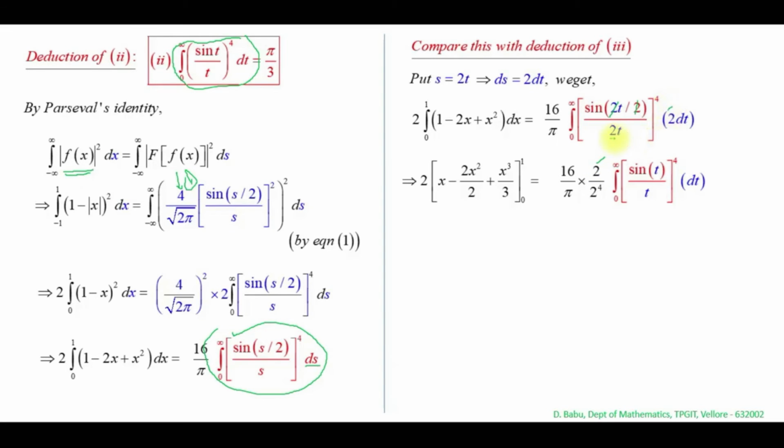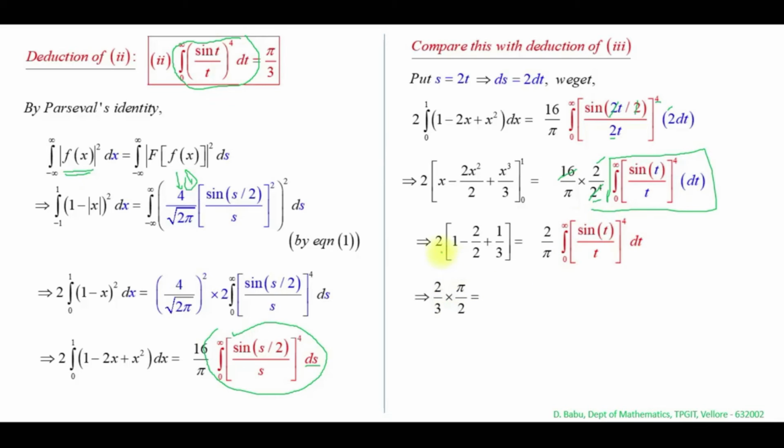Next, 2 to the power 4 is constant, so we take it outside, which equals the integral from 0 to infinity of (sin t divided by t) to the power 4 dt. So this is what we required. This implies the limit 2 times (1 minus 2 by 2 plus 1 by 3). When x equals 1, this is 1, this is 1, this is 1. 1 minus 2 by 2 plus 1 by 3, which is equal to, so 16 gets cancelled, 2 by pi times the integral from 0 to infinity of (sin t by t) to the power 4 dt.